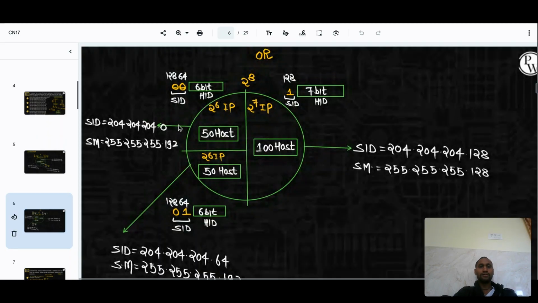So again the subnet ID and subnet mask you can find easily. Discuss the procedures.